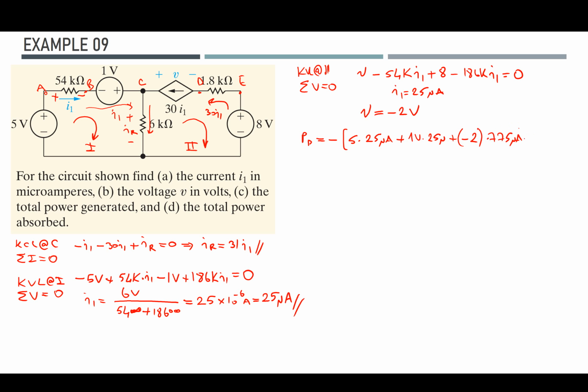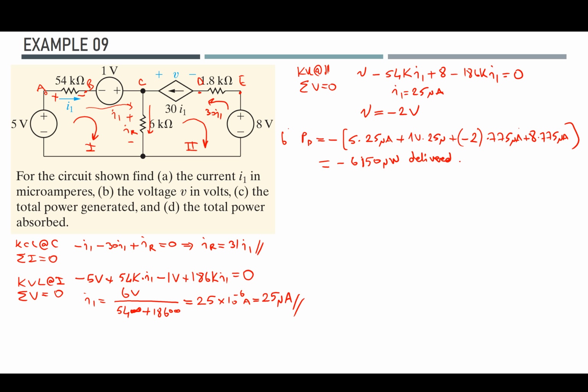And for the 8 volt independent source I have the same amount, 775 microwatts. Now if you do the math, at the end we obtain minus 6150 microwatts. This is delivered power.